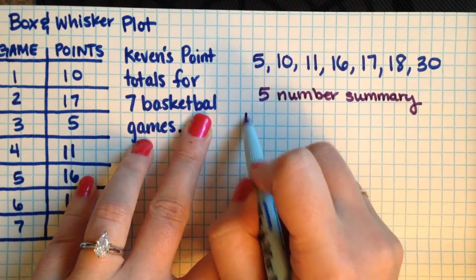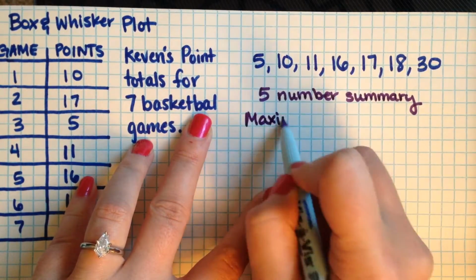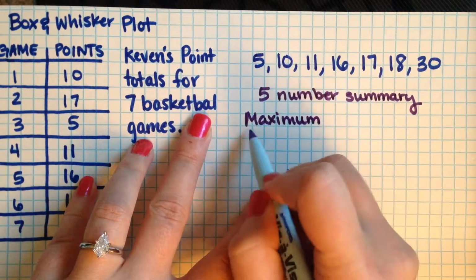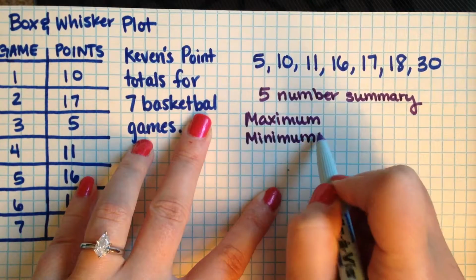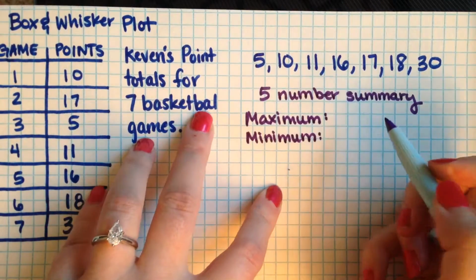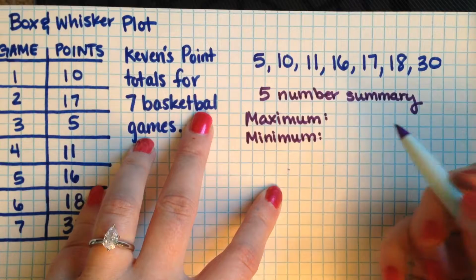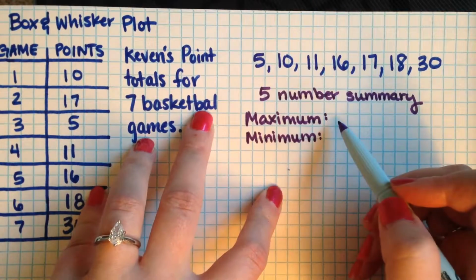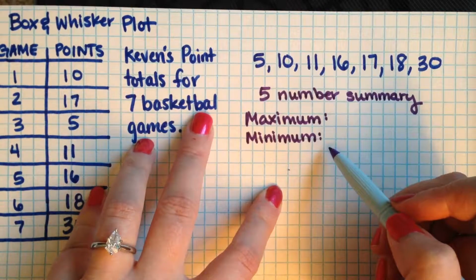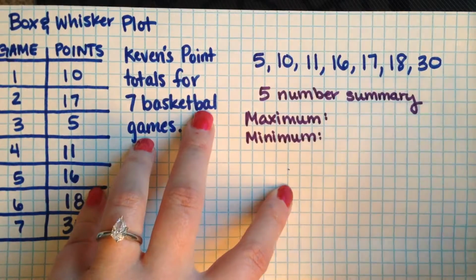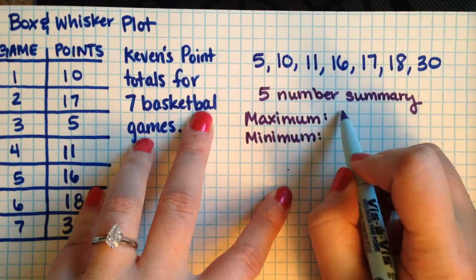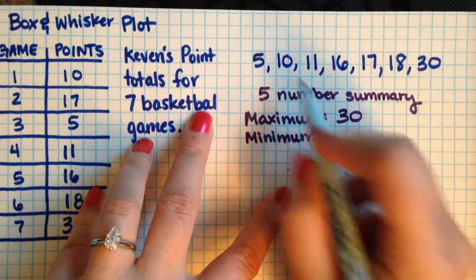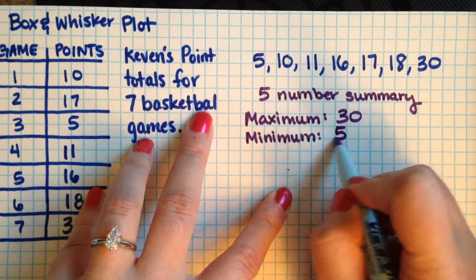Okay, so we want to know what the maximum is of our data and the minimum. So we know that the maximum is the highest number and the minimum is the lowest number in the data set. So the highest number in our data set is 30 and the lowest number in our data set is 5.